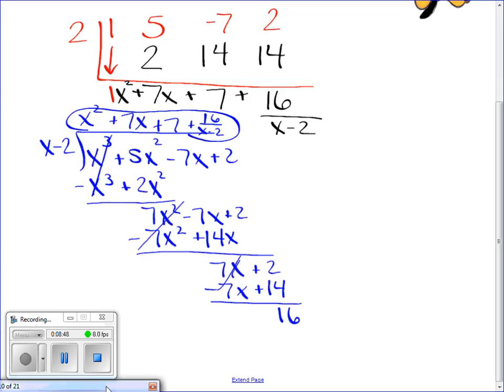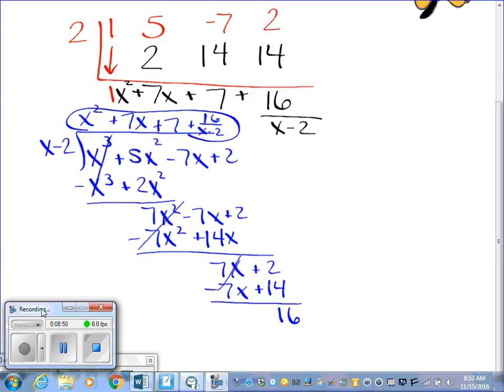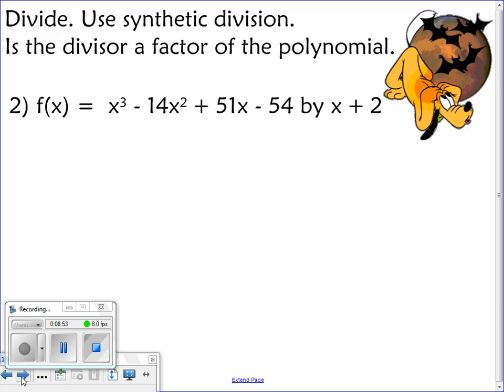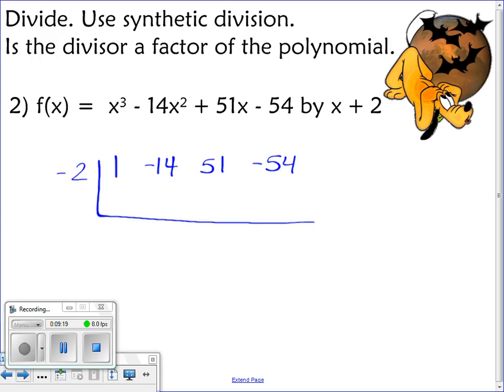Let's look at another one, okay? All right, so number 2. So again, I'm going to set it up. Can I use synthetic with this one? Let's make sure. Yes, because it's just x plus or minus a number. So I'm okay. I can use synthetic. So what numbers do I fill out first? All right, all my coefficients. Upside down division. Negative 2. Good, because if I set x plus 2 equal to 0 and solve, it's negative 2.